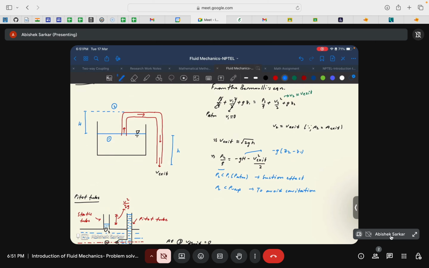Then P2 is a negative term. But P2 being negative does not mean that it is a negative absolute pressure. It essentially means that it is a suction pressure, because it is lesser than the atmospheric pressure. The gauge pressure being negative means that it's a suction effect. So the pressure here will tend to pull the fluid out of the tank, creating a suction effect.